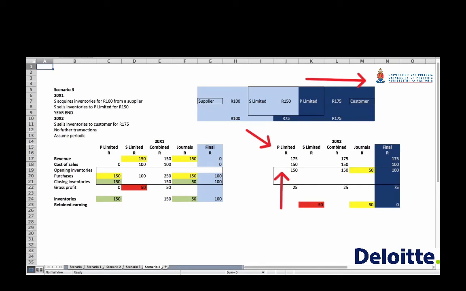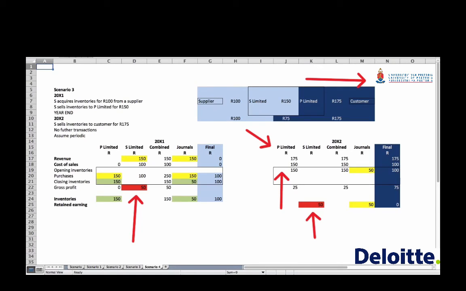Now, in the subsidiary's records, what happened last year? In the individual records, the subsidiary realized a gross profit last year of 50 Rand. The general ledger in the subsidiary's books carries on perpetually, so the effect of that 50 Rand gross profit last year will now be in retained earnings at 50 Rand.